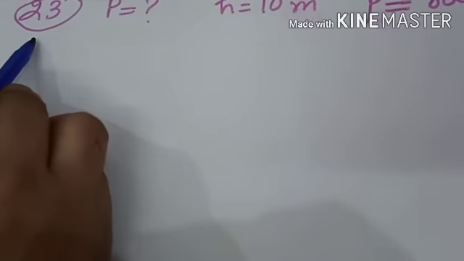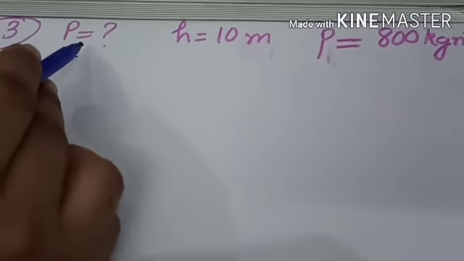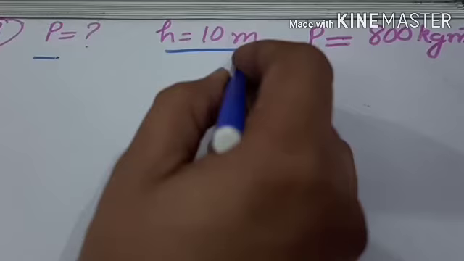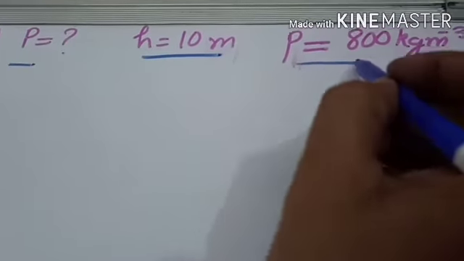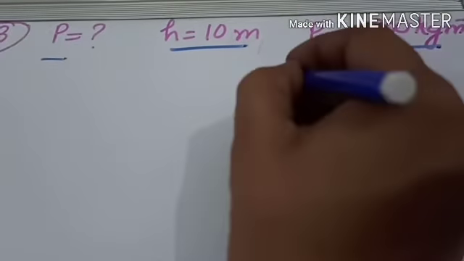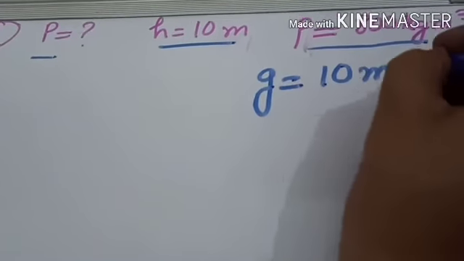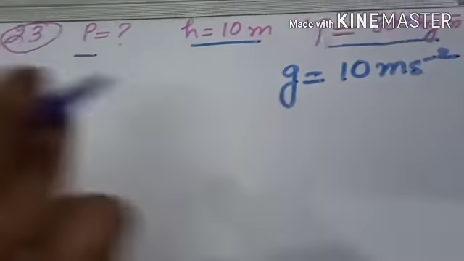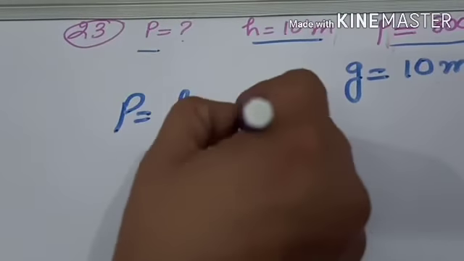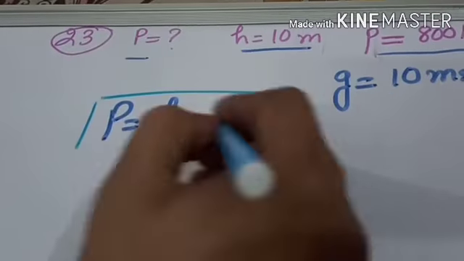Question number 23. Find the pressure exerted by the oil on the bottom of the tank. The height of the column of oil is 10 meter and the density of the oil is 800 kg per meter cube. Acceleration due to gravity, that is small g, you will take 10 meter per second square. Now we have to find the pressure. So the formula is P is equal to h rho g.